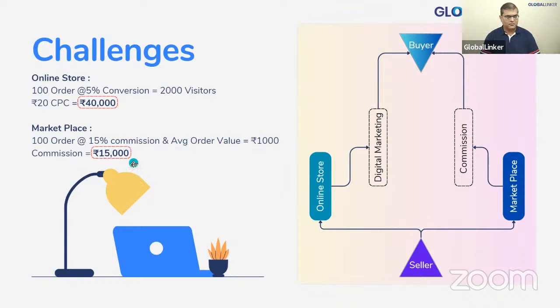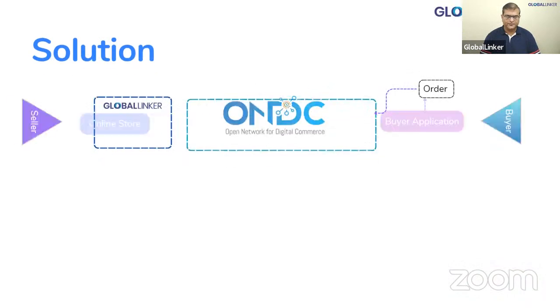So that's where, again, about 15 to 20,000 is something that you'll be paying to the marketplace as commission. So this is something which you will be able to save on ONDC.